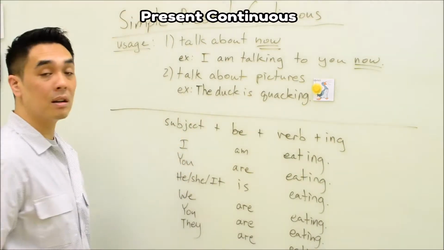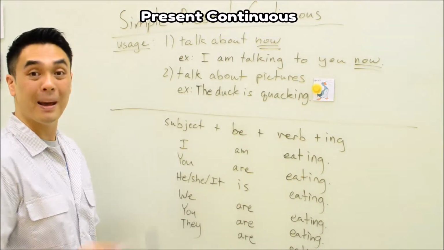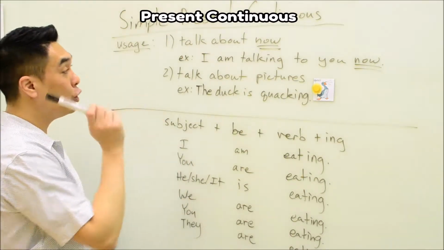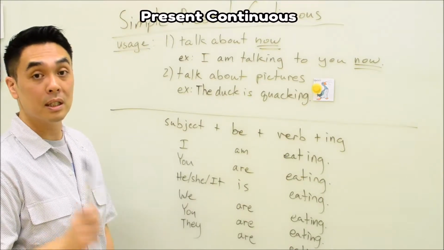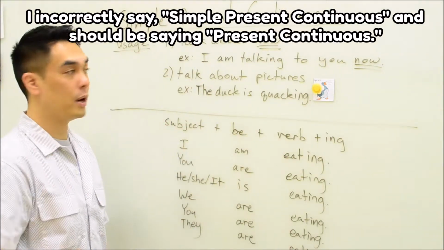Well, number one, it talks about now. It's the easiest thing. Look, I'm throwing my pen. Whenever you talk about now, you want to use the simple present continuous, okay? So right now, I'm talking to you now.